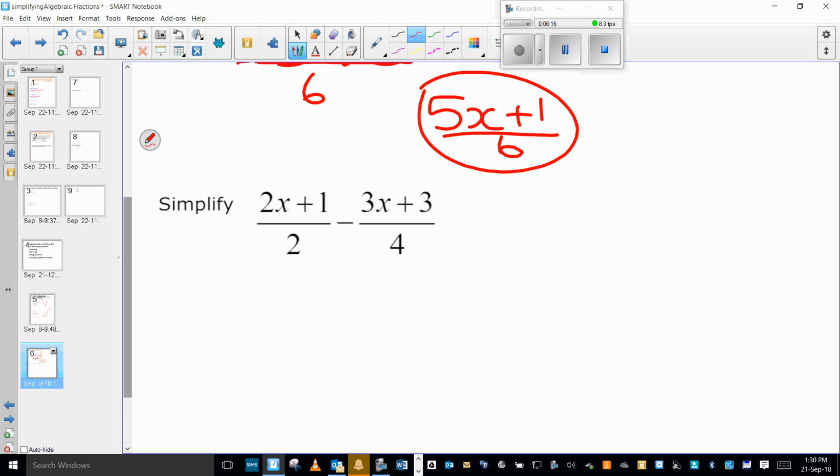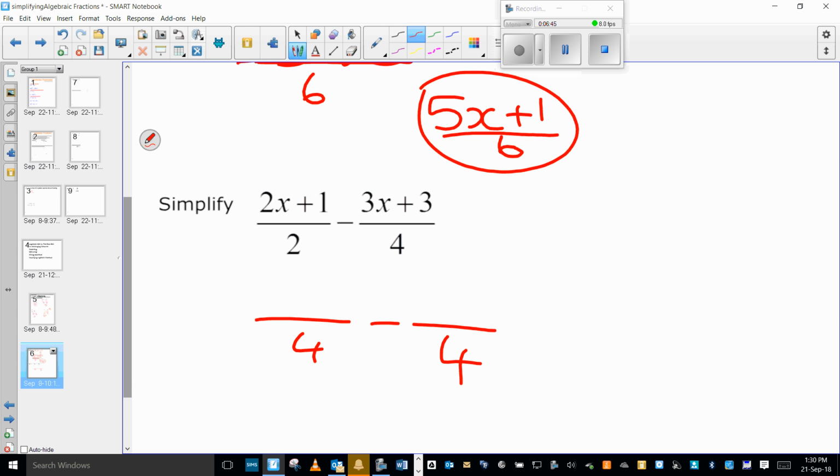Next one. What's my denominator going to be for this one? 2. What's my denominator going to be for both of them? 4. It's always going to go bigger. You're always going to go with the biggest of the 2. So we're going to have 4s on the bottom.